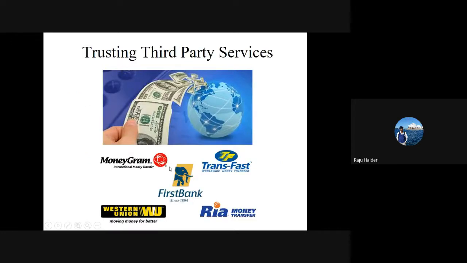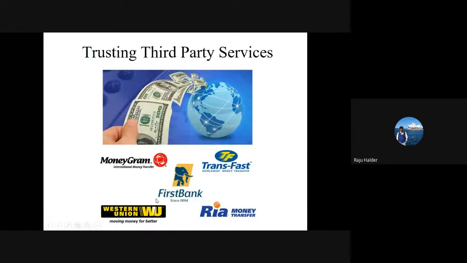Even in your daily life, we can find a lot of cases where we are dependent on third party services, right? So for example, if we want to send money from abroad, in fact we have to be dependent on various third party services, for which they will charge some amount, right?